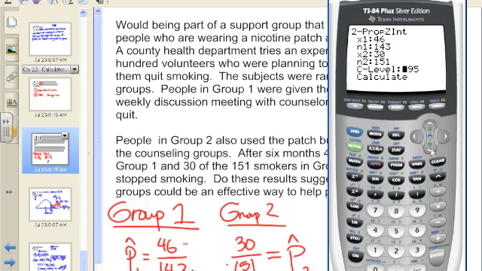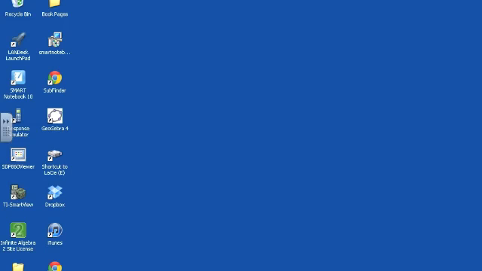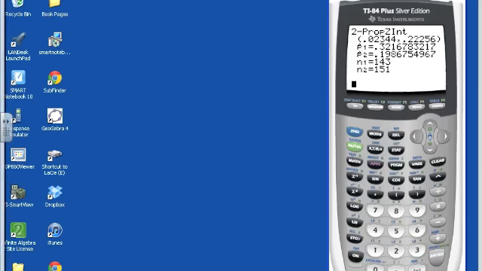If you needed, you could type them in. C-level, confidence level, make sure it says a decimal, so 0.95. And then I push calculate. And check it out. This right on top, that's our confidence interval, 0.02 to 0.22. Again, it gives us our p-hats in decimal form and our sample sizes, but we already knew those.